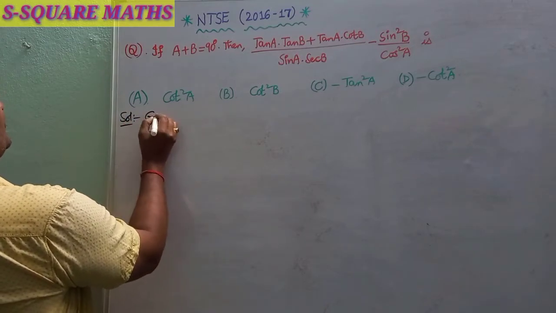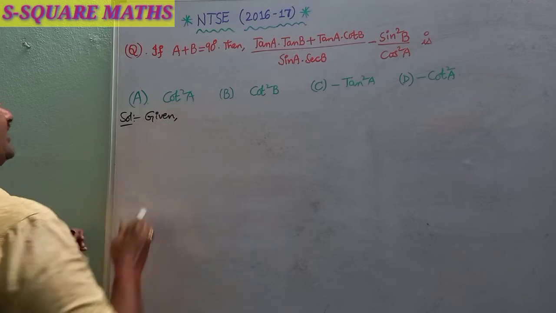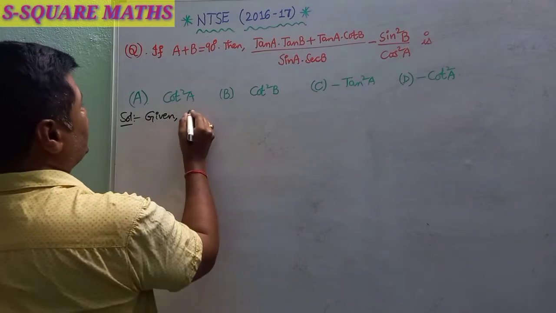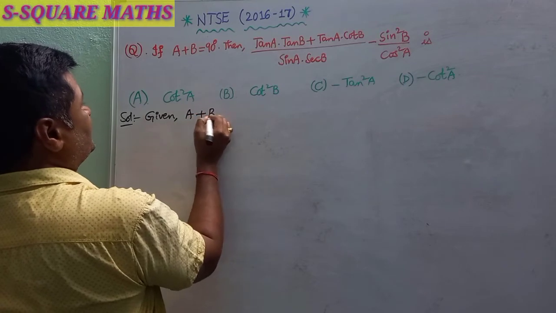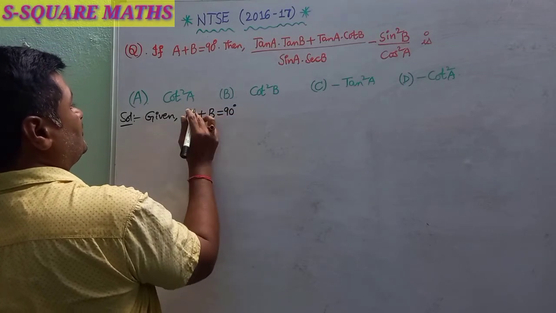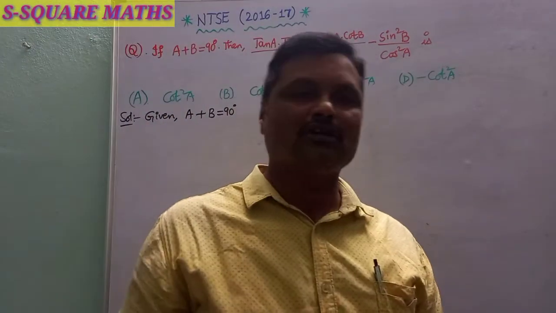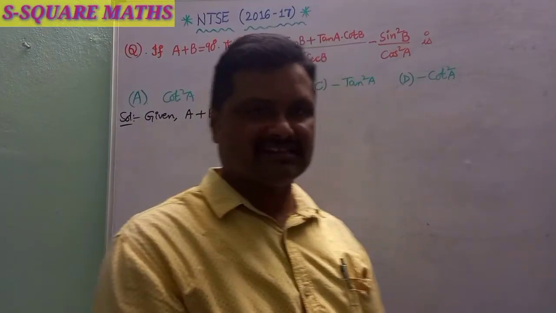First of all, given. What is our given expression here? Nothing but the given condition first: A plus B is 90 degrees. So what do you mean by A plus B is 90 degrees? A and B are complementary to each other, as you know very well.